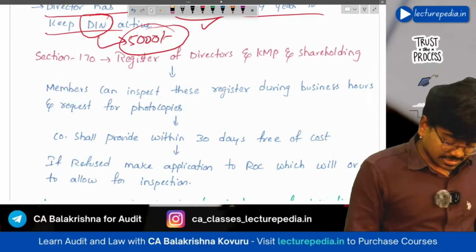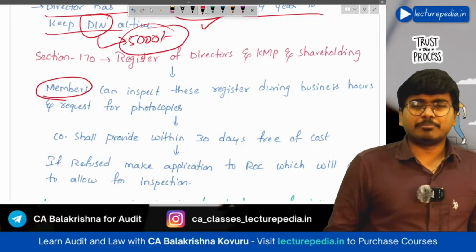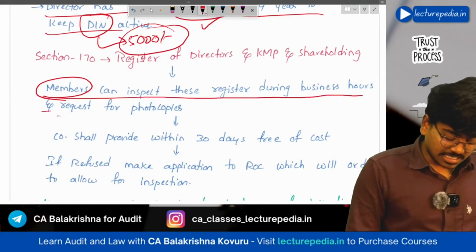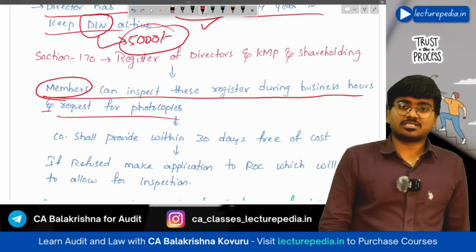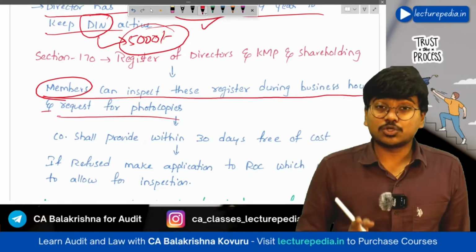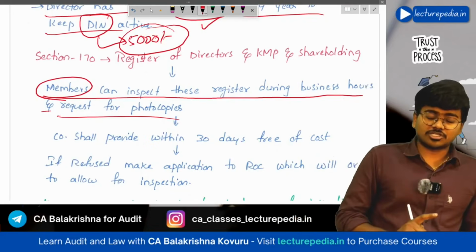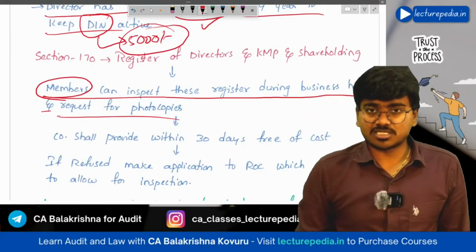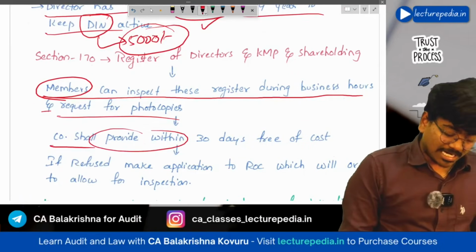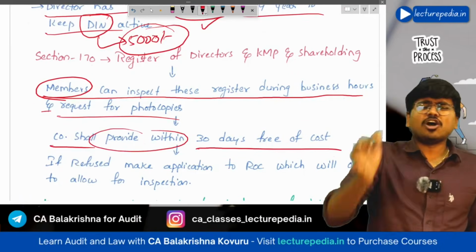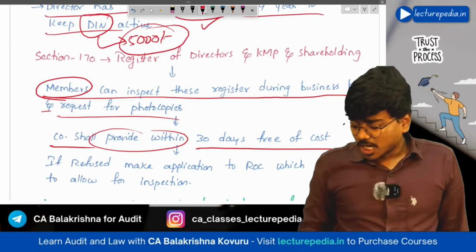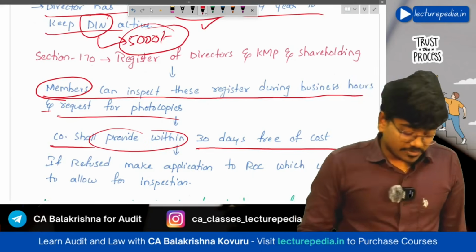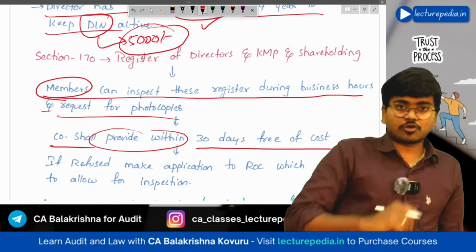Now these registers can be inspected by members. Members means shareholders. So members can inspect these registers during business hours and request photocopies of these registers. If members want, they can take photocopies, and the company shall provide those photocopies within 30 days free of cost to the members. Nothing will be charged.